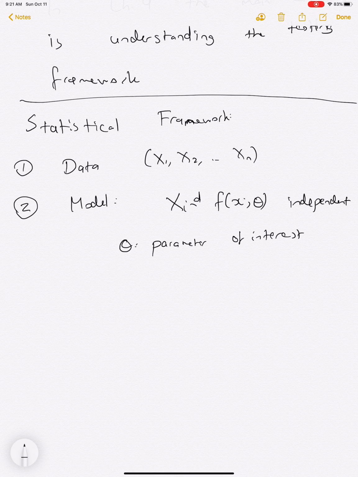It might be, for example, the probability that someone will vote Democrat, or the probability of there being a vaccine before a certain time t, or the waiting time until a vaccine comes out. This might be the parameter of interest that we don't know, that we're trying to infer from the data.